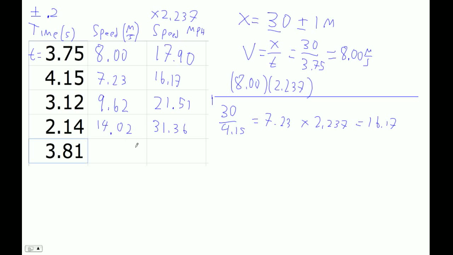Okay, so let's see, 30 divided by 3.81. That's 7.87. And then times 2.237 is 17.61. Okay, so the thing I'm going to show you next is how to do the uncertainty. That's a little bit more complicated.